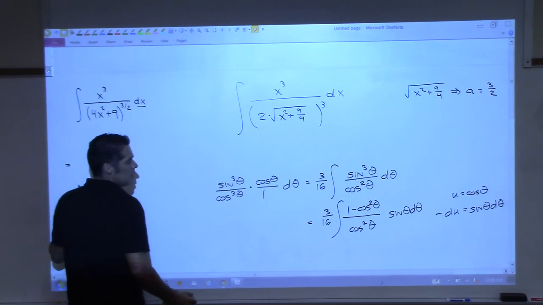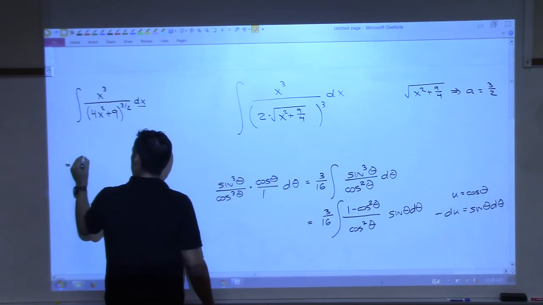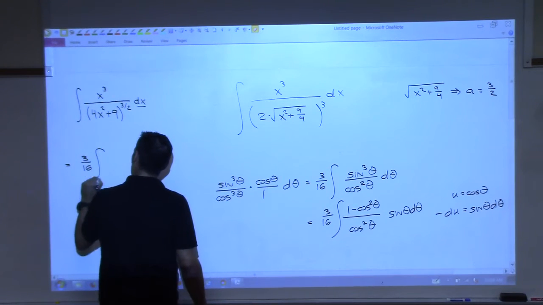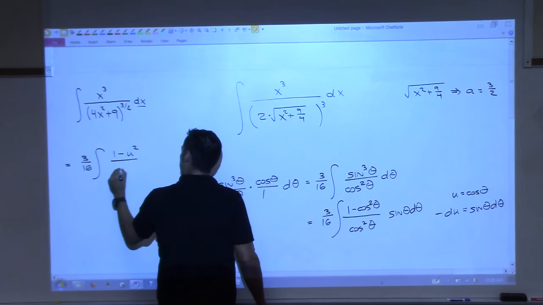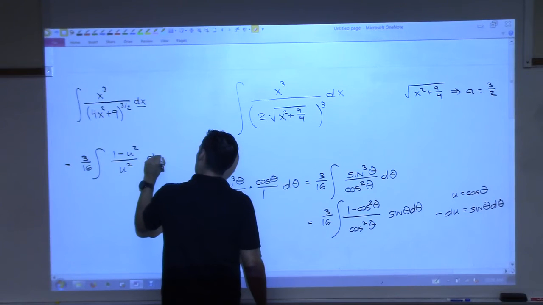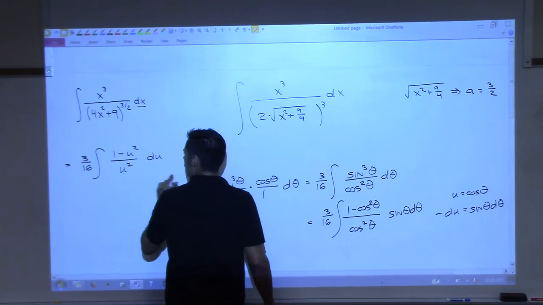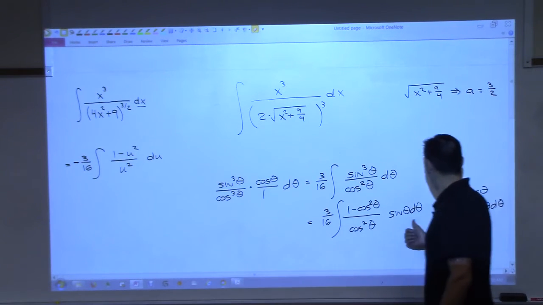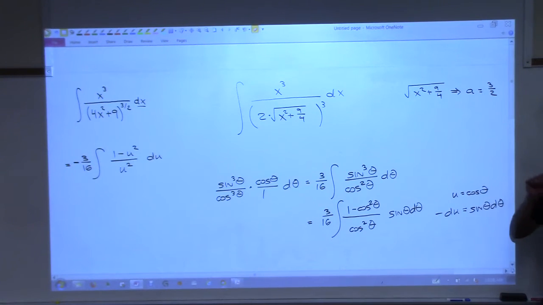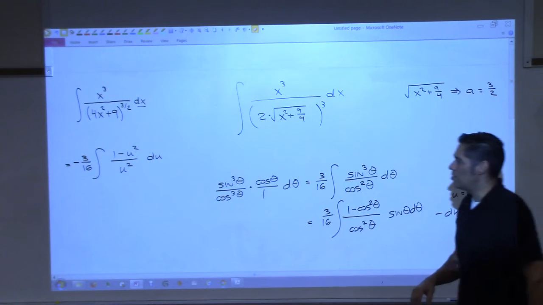Equals 3/16 integral 1 minus u squared over u squared du, and that should have been a negative du, right? So why don't we just put the negative out here? Don't forget that negative du there. What are you going to do with that? Split it up. Two integrals. Because you have a single term on the bottom, two terms on the top. Split it into two different fractions.